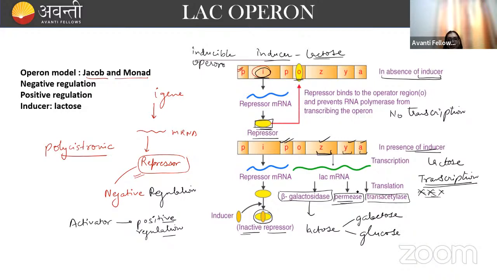Permease enzyme makes the cell permeable for lactose. The third one is trans-acetylase. The function of trans-acetylase is to transfer the acetyl group from acetyl-CoA to the beta-galactosides.